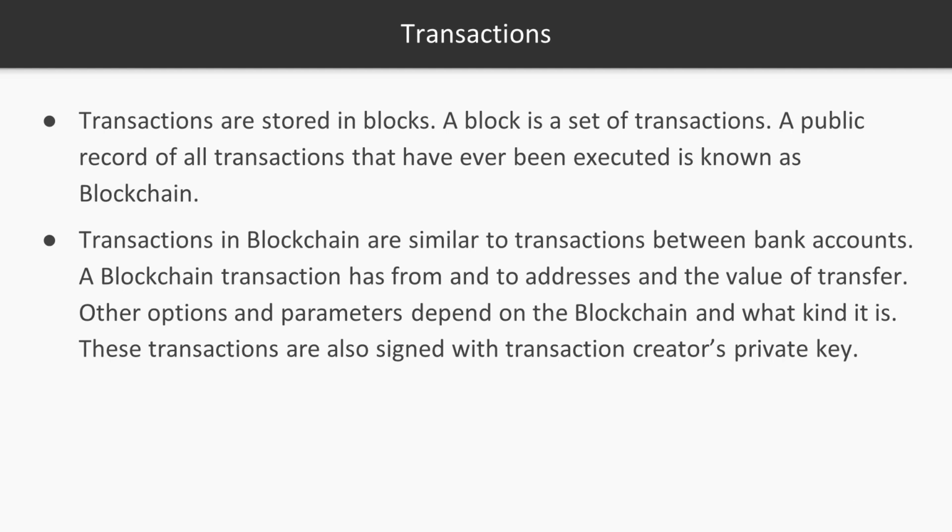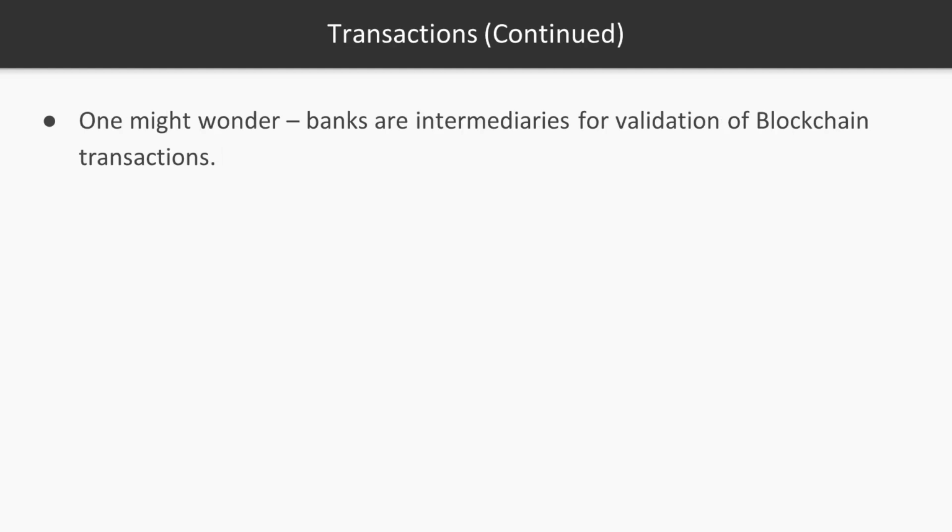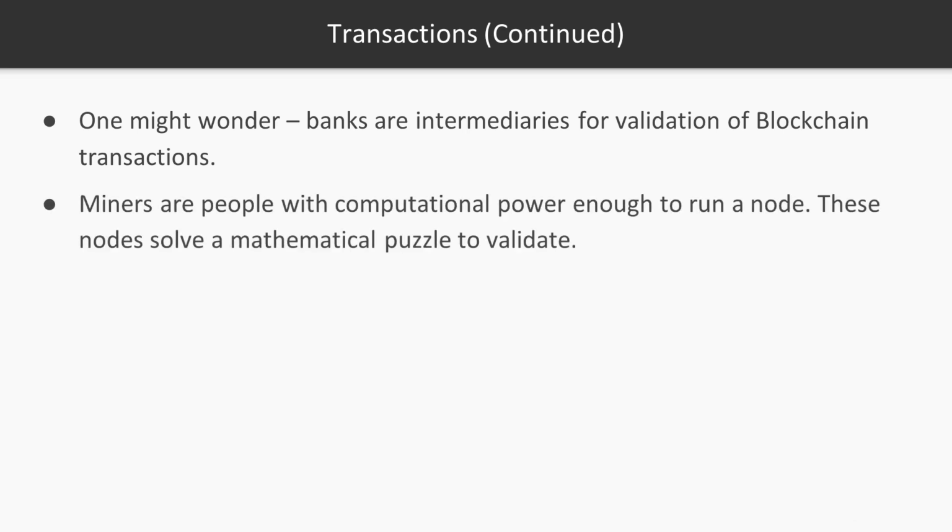It's a digital signature. One might wonder now, banks are intermediaries for validation. Who validates blockchain transactions? Like I said before, the miners validate the blockchain transactions. Miners are people with computational power enough to run a node. So anyone can become a miner. I can become a miner, you can, anyone can, if you have enough computational power. These nodes solve a mathematical puzzle to validate. To put it simply, they just solve the mathematical puzzle.